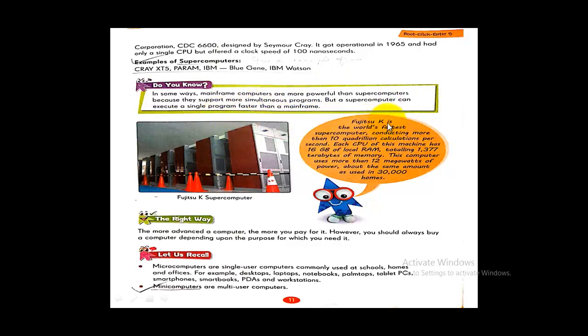Now Fujitsu K is the world's fastest computer, conducting more than 10 quadrillion calculations per second. Each CPU of this machine has 16 GB of local RAM, totaling 1377 terabytes of memory. These computers use more than 12 megawatts of power, about the same amount as used in 30,000 homes.